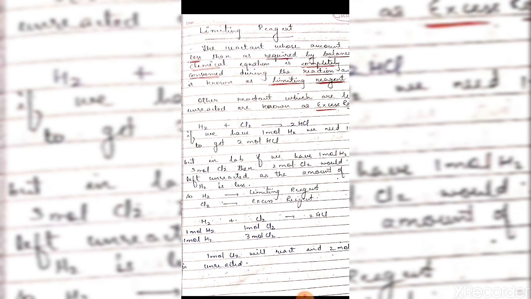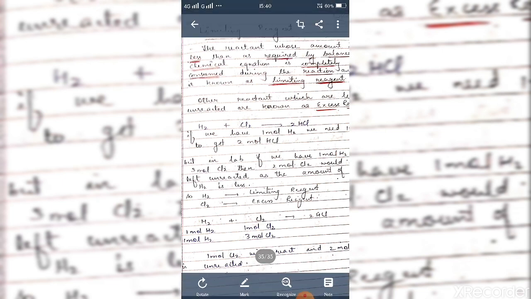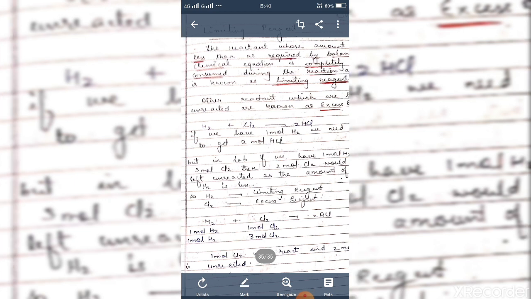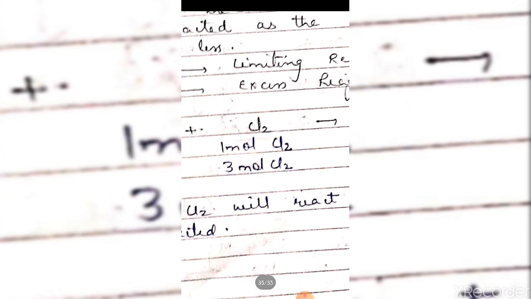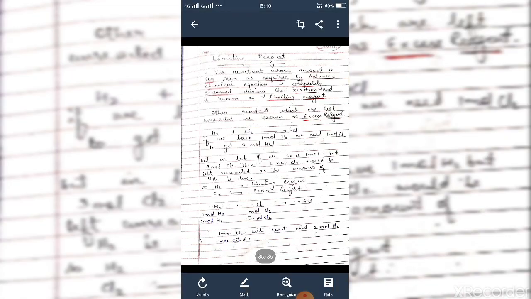Now when you have a limiting reagent, the product is formed only with respect to the limiting reagent, because from this equation you know 1 mole H2 gives 2 mole of HCl, and 1 mole of Cl2 gives 2 mole of HCl. But you have 3 mole of Cl2 and you are not getting 6 mole of HCl. How many mole of H2 are given? 1. So how many mole of HCl is formed? Only 2 mole HCl, because 2 mole of Cl2 is unreacted. So when you have a limiting reagent, the amount of product depends only on the amount of the limiting reagent.